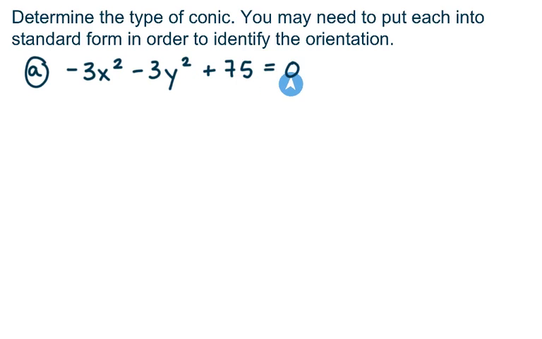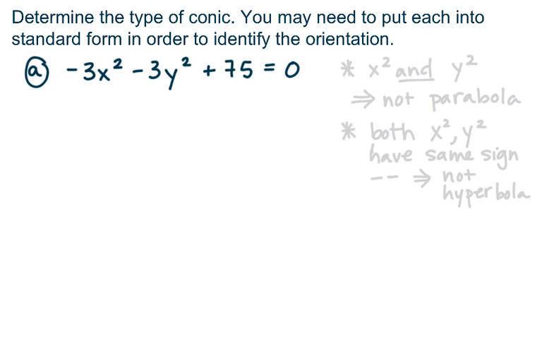equals 0. Now, because we have an x squared and a y squared, we know we do not have a parabola. All right, now let's look at the signs. We have both an x squared and a y squared. Because they have the same signs, either both positive or both negative, we know it's not a hyperbola. But if they were opposite signs, that would have indicated a hyperbola. So that means we're either dealing with a circle or an ellipse.